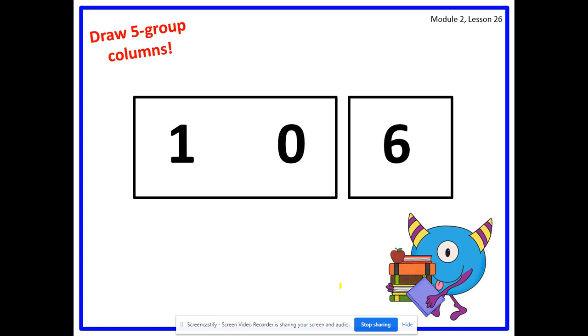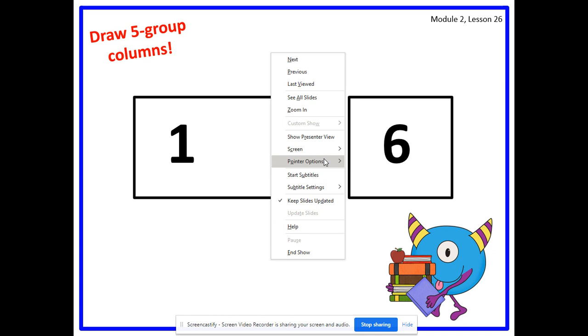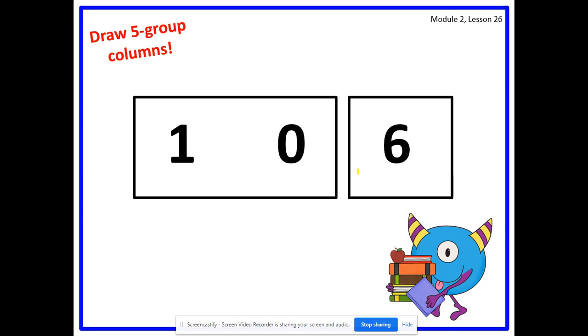Go ahead and draw a picture showing just the 5 group columns just like we drew before, and draw a line straight through your group of 10 to show how many 10s and how many 1s you have. Press play when you're ready. By now you should have drawn your picture. So now your marker and your pencil is parked unless you need to fix something.